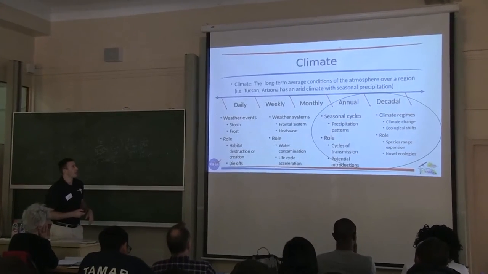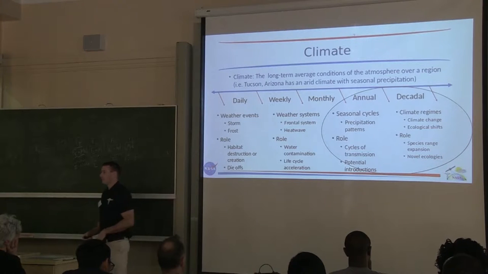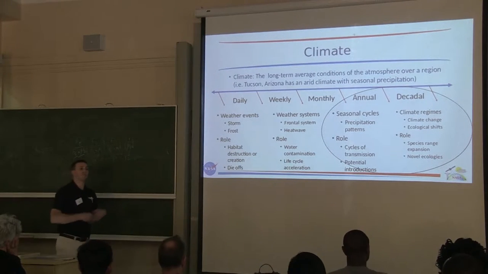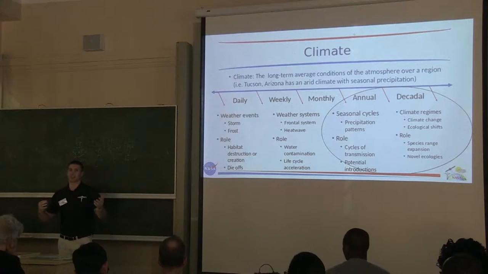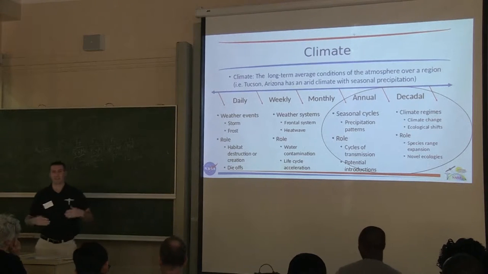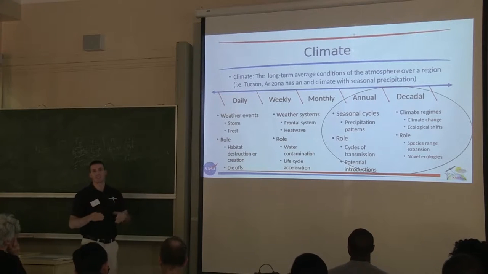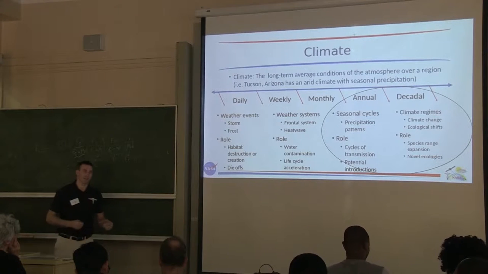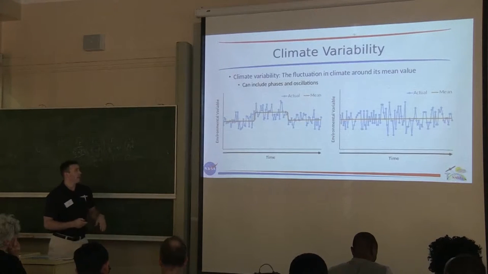This differs from climate, which is the long-term average conditions of the atmosphere over a region. Where I went to graduate school in Arizona, we say it's an arid climate. It's very dry. They do have some seasonal precipitation. You wouldn't say that today it's arid outside. You would say that over the long term, you tend to have arid conditions. So it's usually related to temperature. Do you have a warm season, a cold season? Is it mild all the time? Do you have seasonal rains, or is it fairly uniform throughout the year?